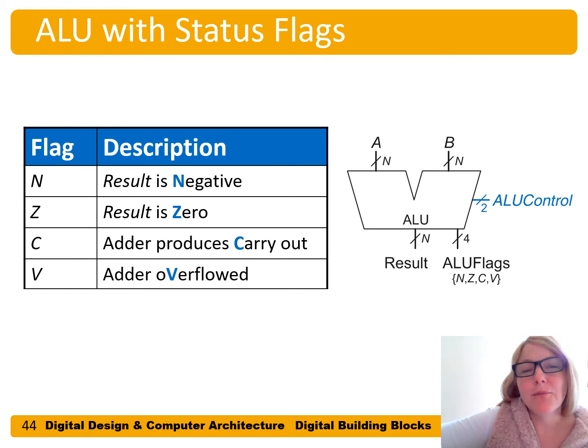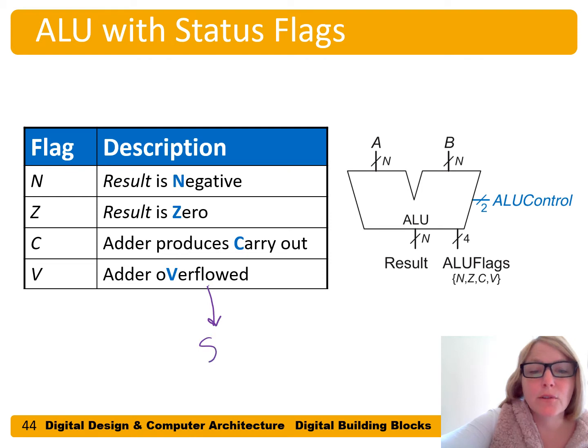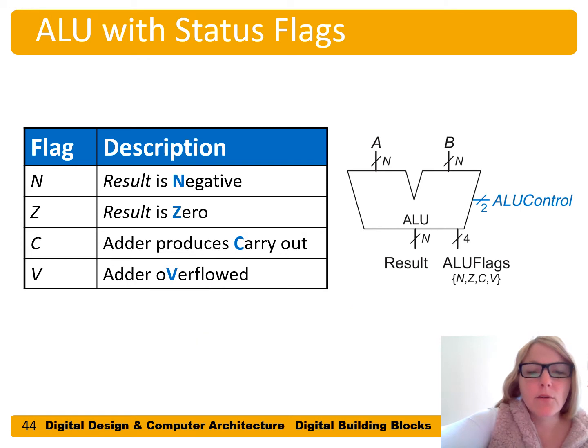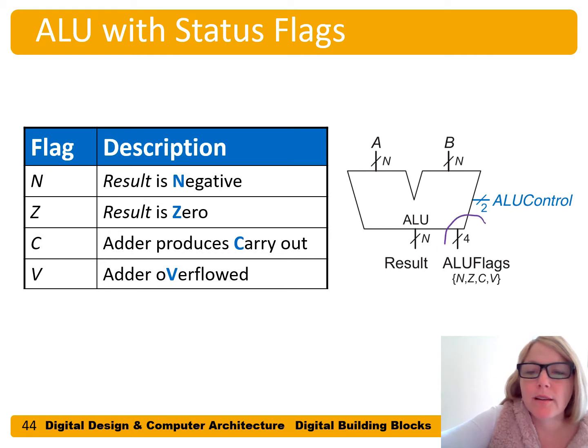And we can also add some status flags to our ALU. These indicate whether the result is negative, so we have an N flag, a zero flag, whether the adder produces a carry out, and whether overflow occurred. So overflow, we're going to refer to signed overflow. So this is for two's complement numbers. Okay, so we're going to look at these 4 flags here, and we can add this output, ALU flags.